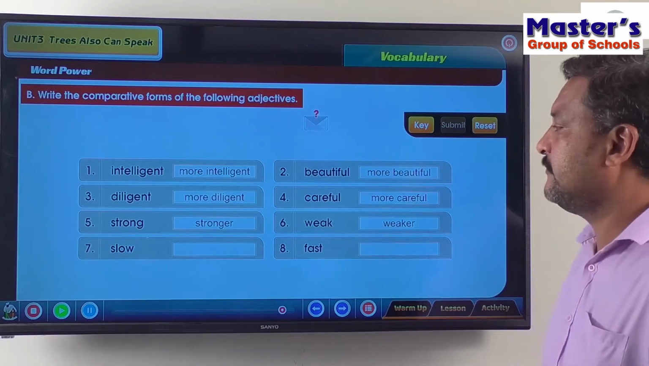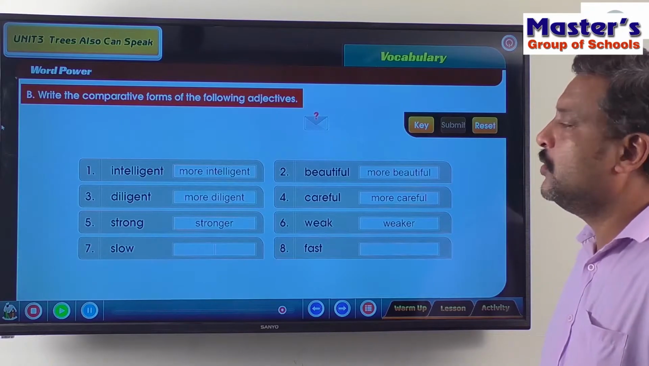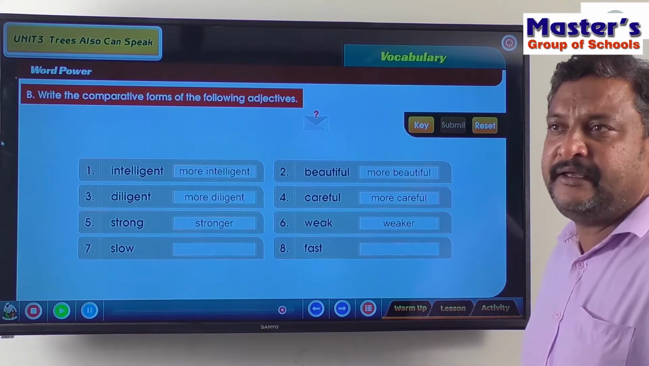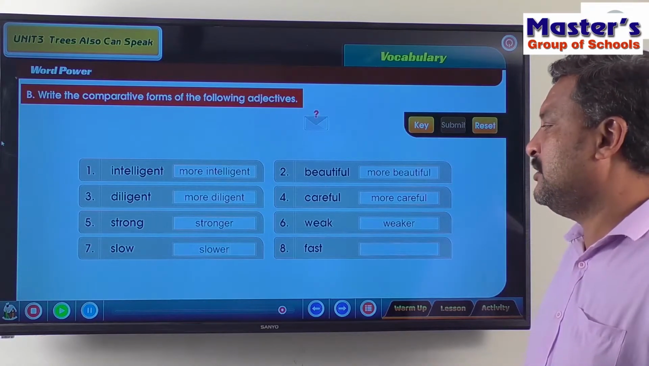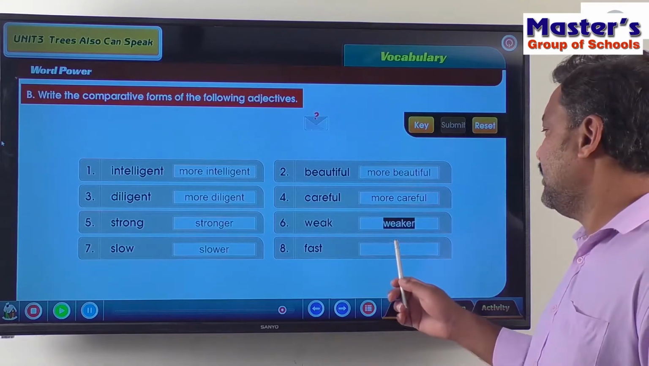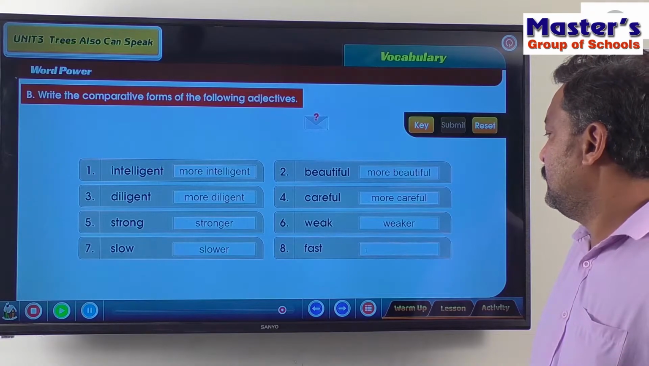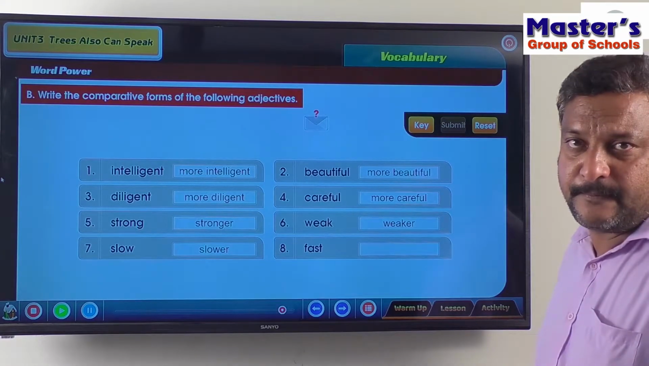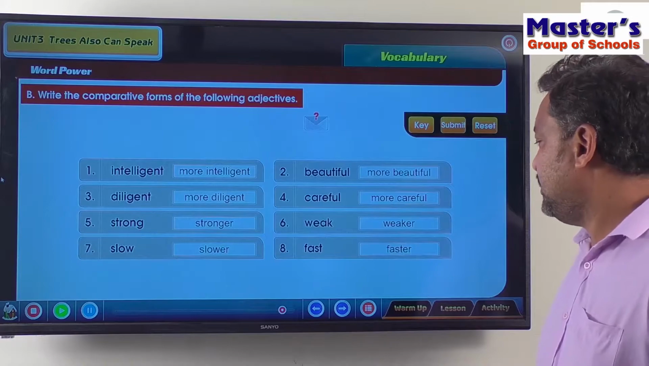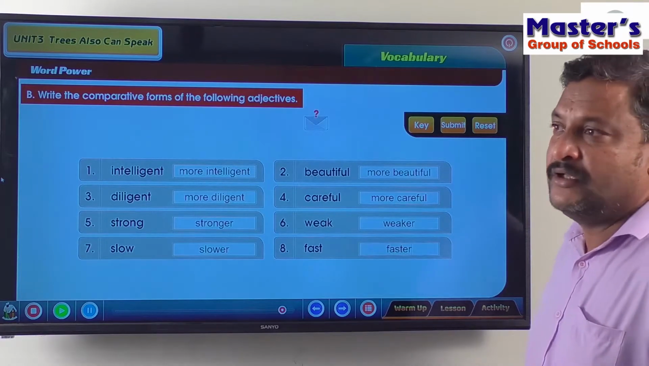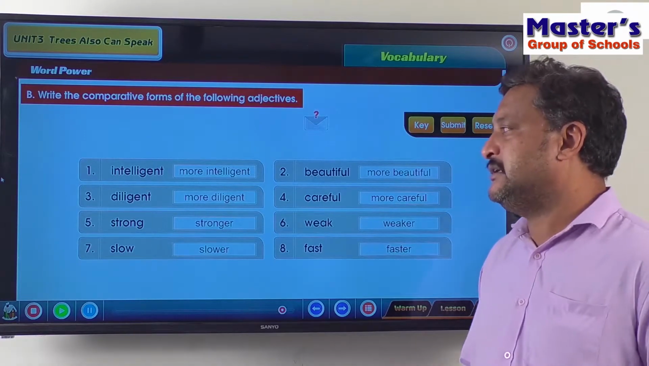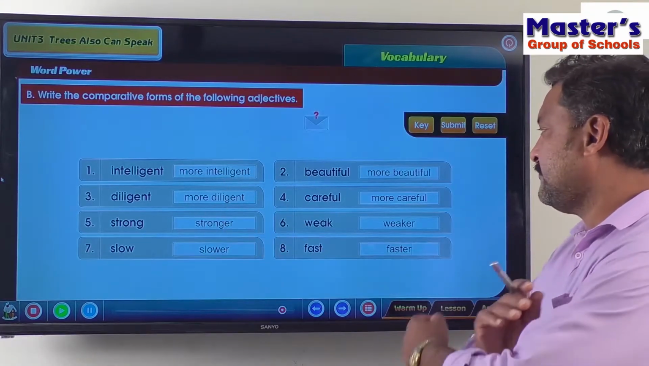W-E-A-K-E-R. Weaker. Slow. Slower. We can add er. S-L-O-W-E-R. Slower. And fast. Faster. F-A-S-T-E-R. Right? So the comparative form of intelligent is more intelligent.